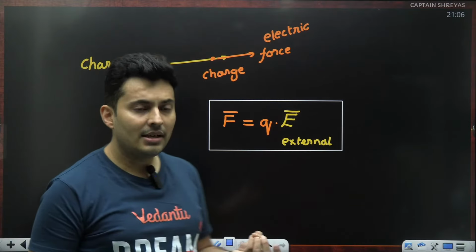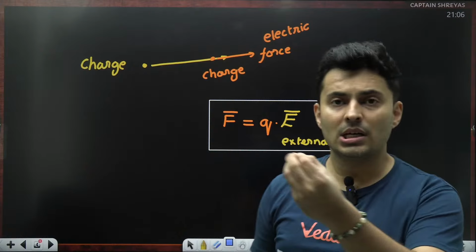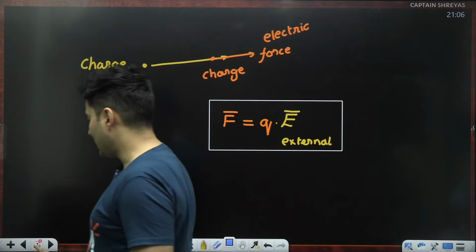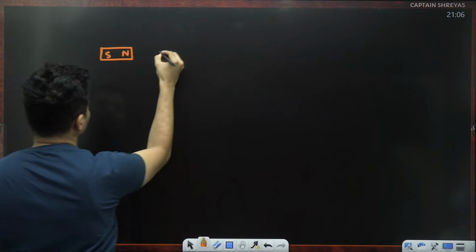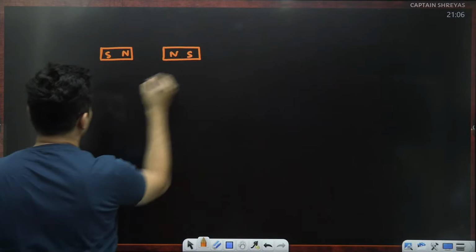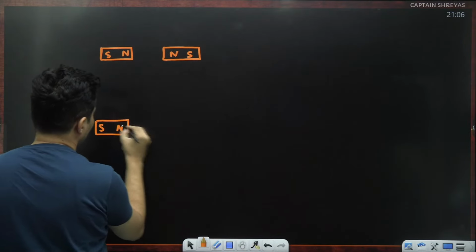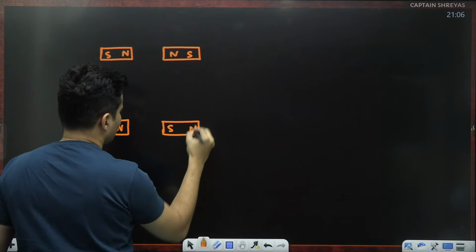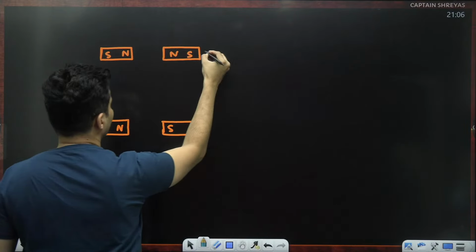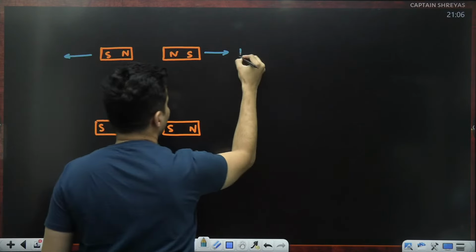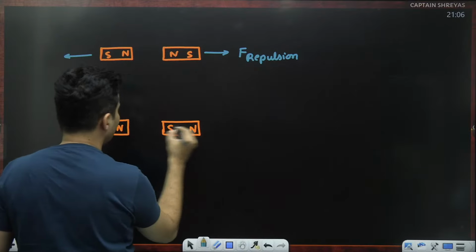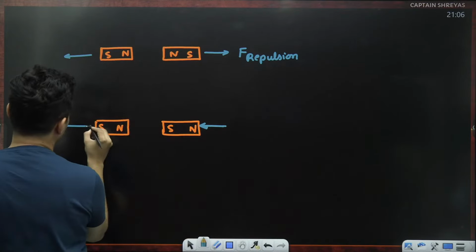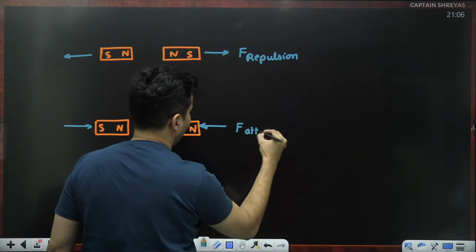Now we want to see, can magnetic field apply any force on other things? The answer to that is yes, definitely. Why not? We know that if you take two magnets like this versus like this, in each case there will be definitely some force. Here they will definitely repel. So that will be a force of repulsion. Whereas here, they will definitely attract. So the force will be towards each other. So there will be a force of attraction.